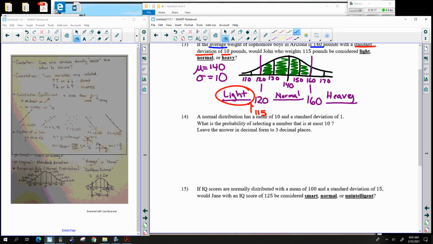All right, here we go. A mean, or an average, of 10 with a standard deviation of 1.